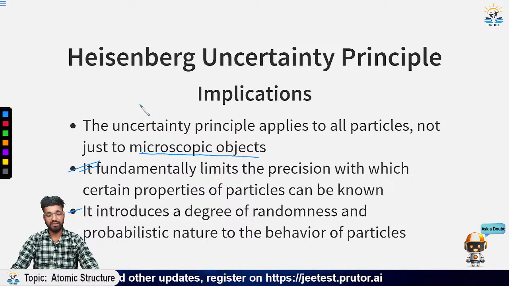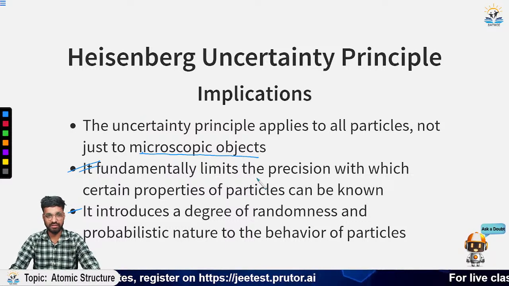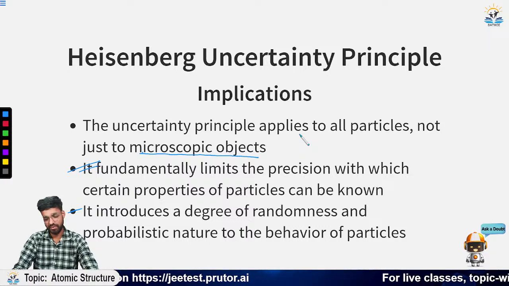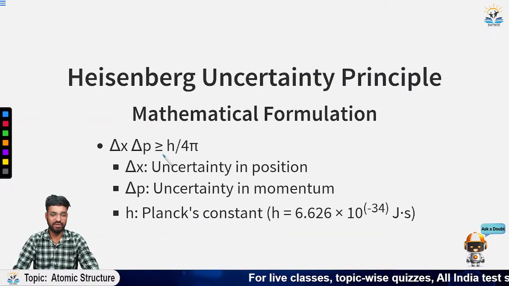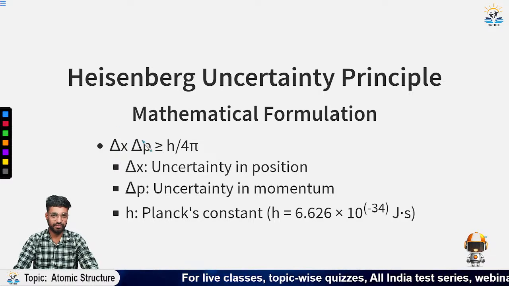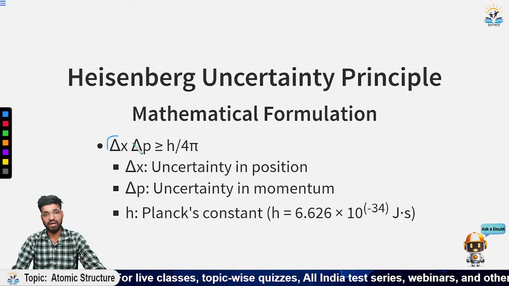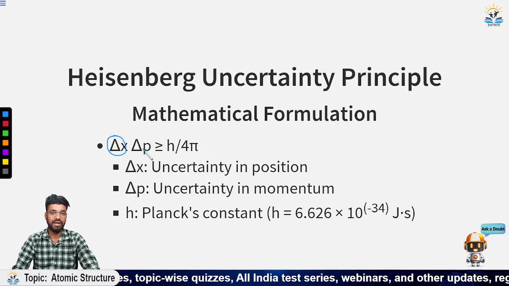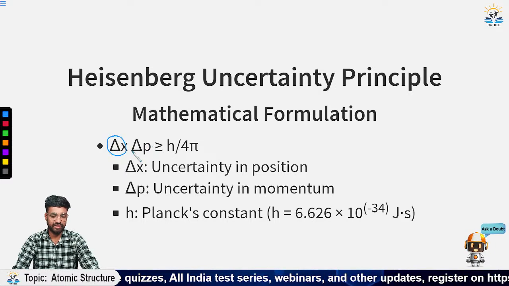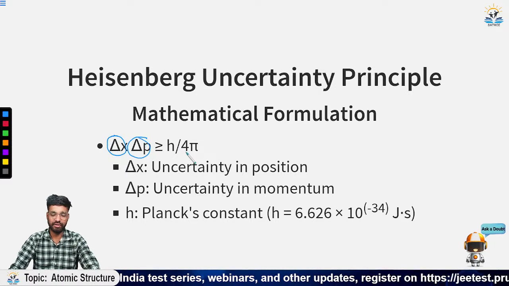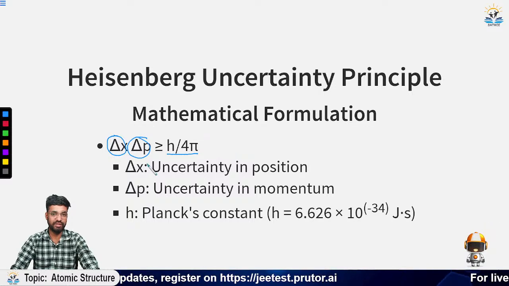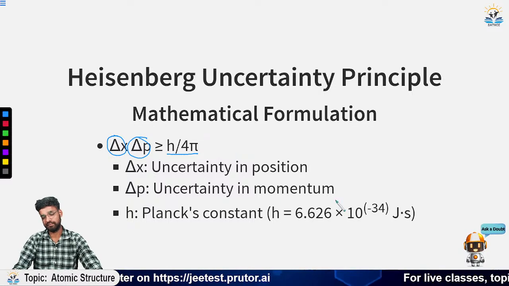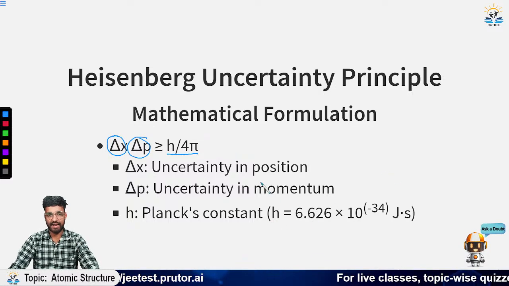So many questions come from this topic. Basically, this formula here is the important one. You will be given that the uncertainty in position is this, and now find the uncertainty in momentum. So you will put these values here and you will get your answer. Yes, this is the h.